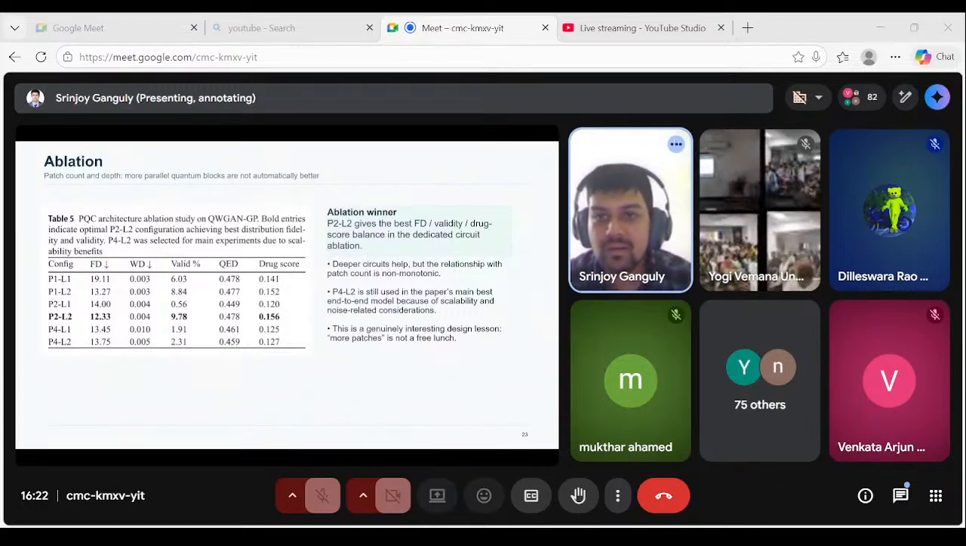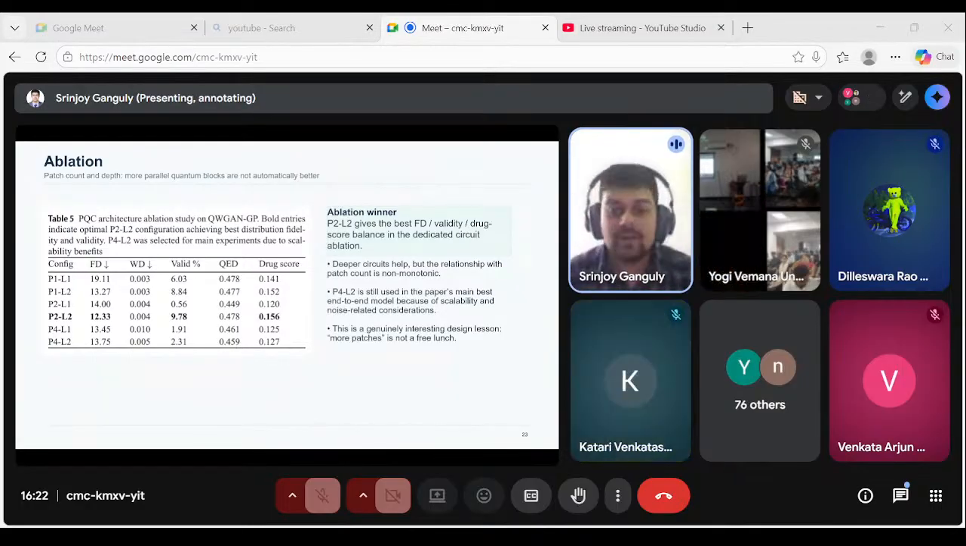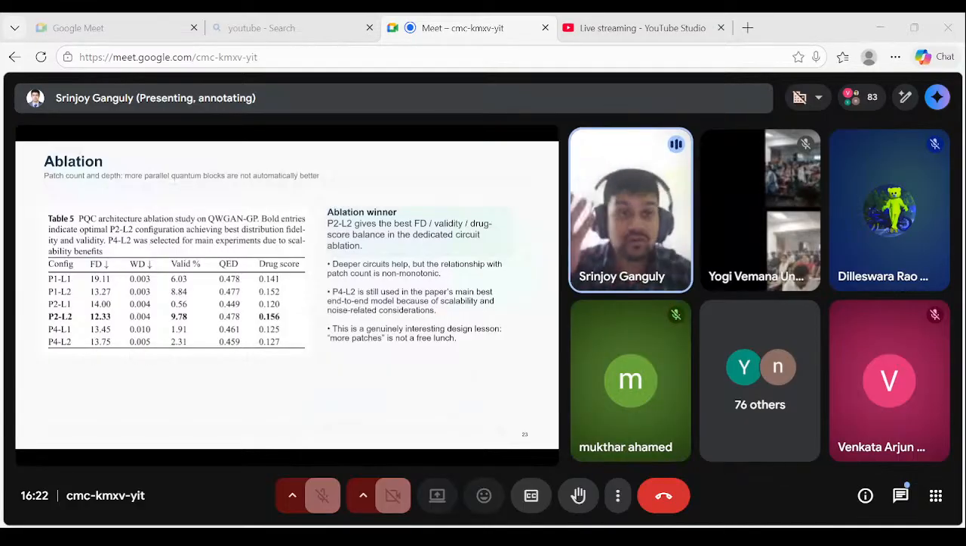So that's one of the things we understood: if you have more patches or a lot of layers, that does not mean that it automatically becomes better. So that's one insight which you can take from this.